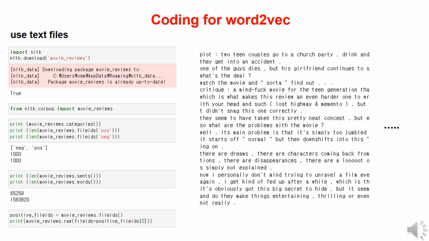In the previous example, we used 5 simple sentences. Now, let's try using the movie review database provided by the NLTK library. To do this, let's first download the movie review database. Upon loading the movie review library, we can observe that it is labeled as positive and negative, with 1,000 positive reviews and 1,000 negative reviews. The dataset comprises approximately 65,000 sentences and about 1.58 million words. If we examine one of the positive reviews, we can see that it is composed of phrases like this.